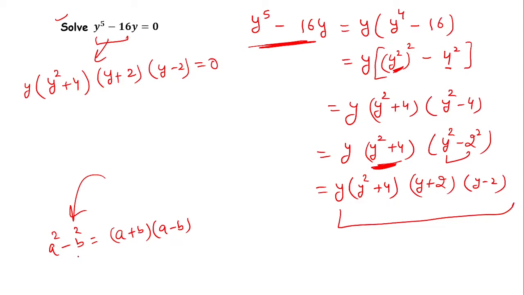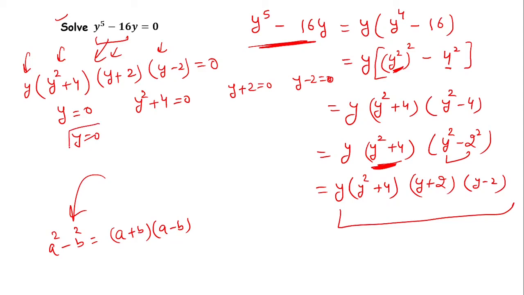Now what can we do, how do we find the value of y? There are four polynomials, four factors, first, second, third and fourth, and the product of these four is equal to 0. It means either y equal to 0 or y square plus 4 equal to 0, or y plus 2 equal to 0, or y minus 2 equal to 0, or all can be 0. From here the value of y is 0, the first answer. From here y square is equal to minus 4.